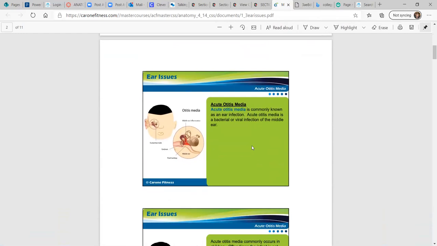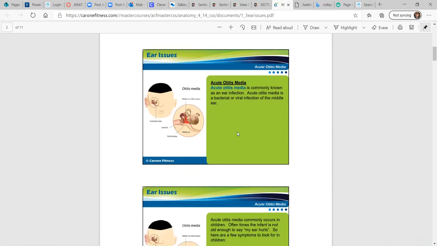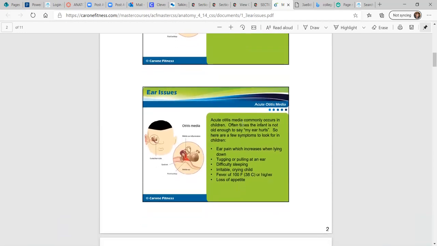Acute otitis media is commonly known as an ear infection. This can be either bacterial or viral, and this occurs in the middle of the ear. It's very common in children, oftentimes infants. If they're not old enough to say my ear hurts, they'll cry. And sometimes this is the issue that is making them cry.